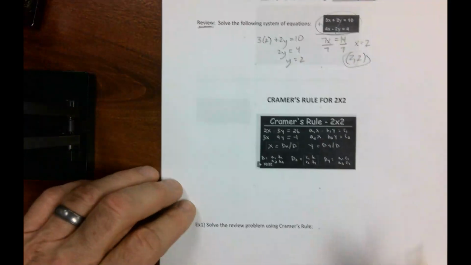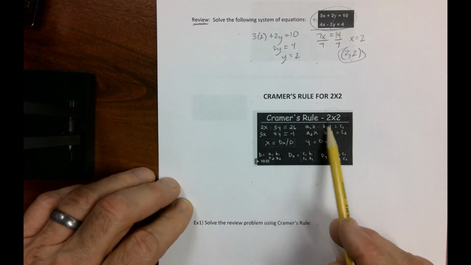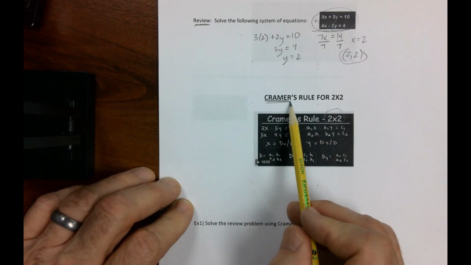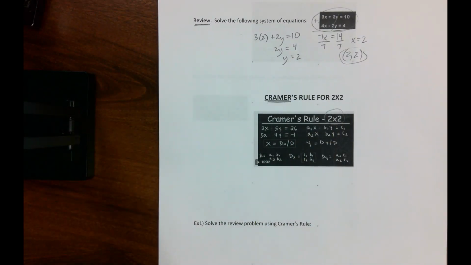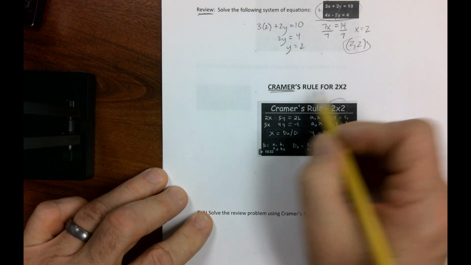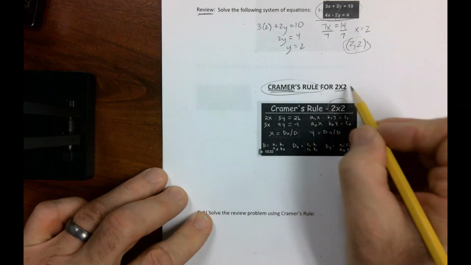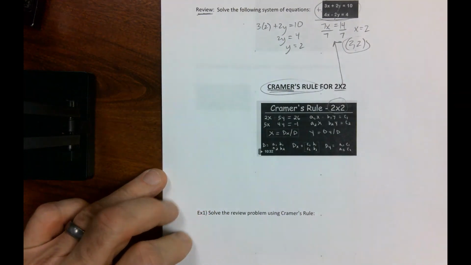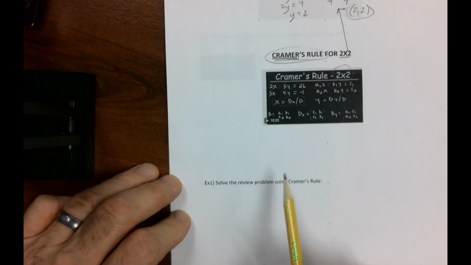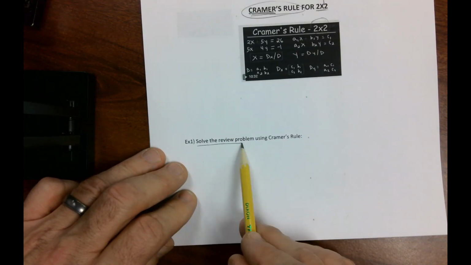So now is Cramer's rule for a 2 by 2. So who's Cramer? Well, a genius who messed around with numbers and found something so fascinating that it works and it's simple. Now you're not going to see much of an advantage in Cramer's rule for a 2 by 2 because you saw how simple that was. But just to prove to you that it works, we're going to solve the review problem.